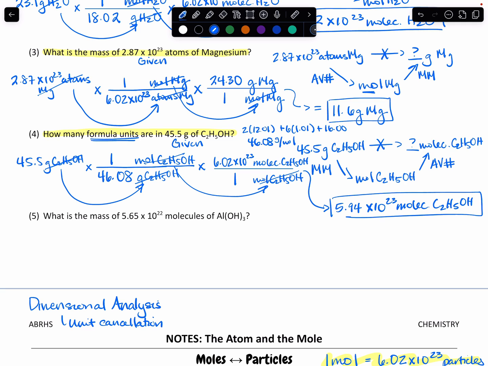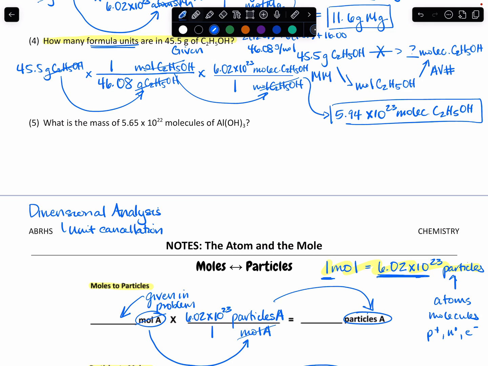One last problem. What is the mass of 5.65 times 10 to the 22nd molecules of AlOH3? Because I don't have quite as much room, I'm not going to put the map together this time. I'm just going to start with what I have been given, and we're going to work our way down to what we are looking for. So 5.65 times 10 to the 22nd molecules of AlOH3.